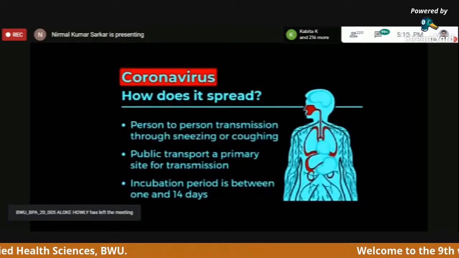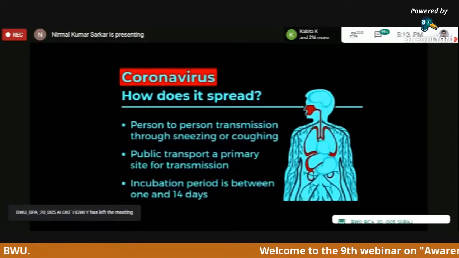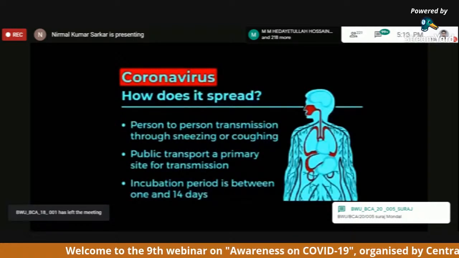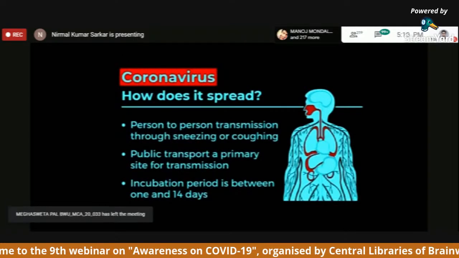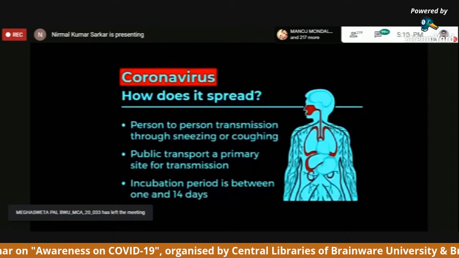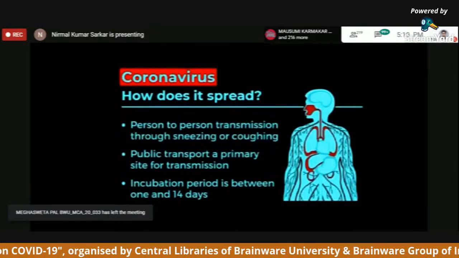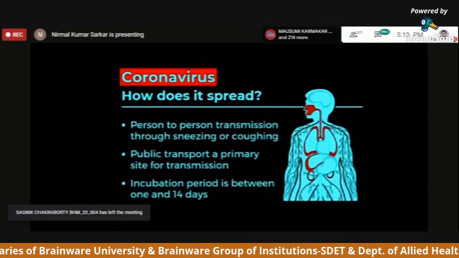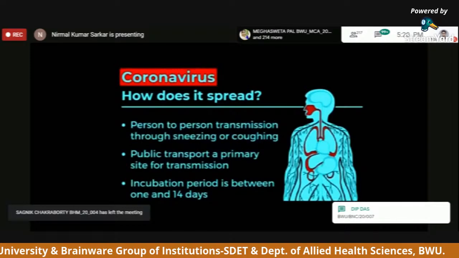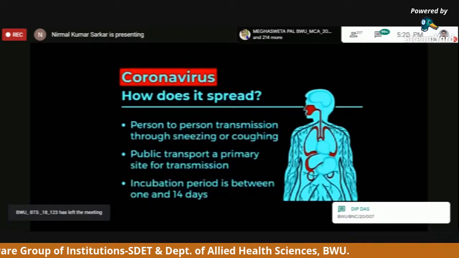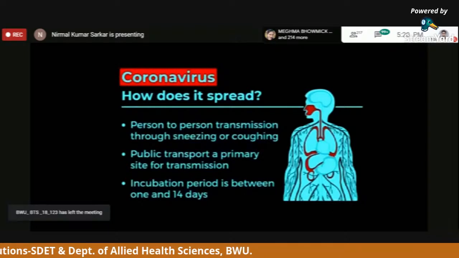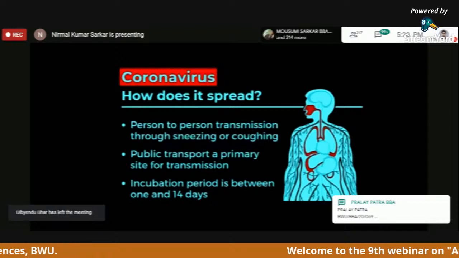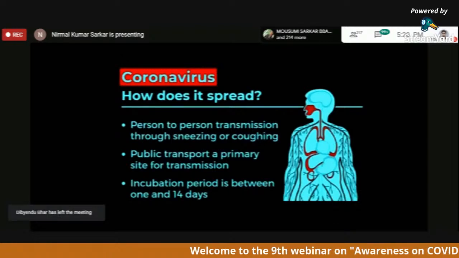You already know, and Dr. Shobhnath Ghosh also told at the beginning, how the novel coronavirus spreads from infected persons to uninfected persons. I just repeat. Infection can spread through the droplets, that is cough or mucus coming out from the nose or mouth during sneezing and coughing.